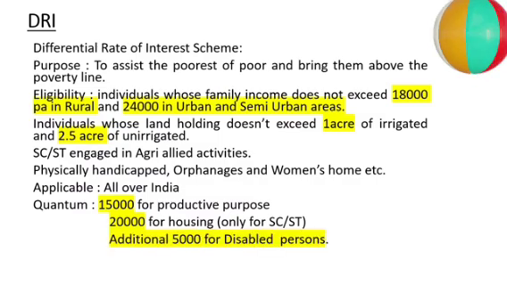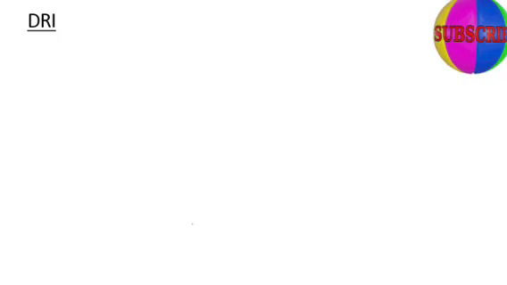For a disabled person, another 5,000 can be given. So in the normal case, it is 15,000. For SC, ST members, for housing purpose, extra 20,000 can be given. For a disabled person, extra 5,000 can be given. Yes, the rate of interest is 4%. All of you have given the correct answer.